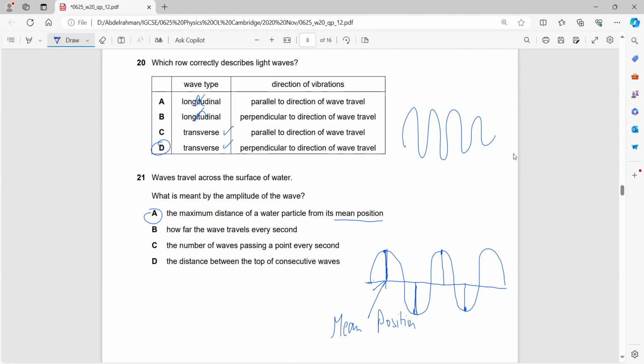You can actually solve this question by eliminating the other answers. How far the wave travels every second? No, this is wrong. This is the speed. The number of waves passing is the frequency. The distance between two consecutive waves is the wavelength. So if you eliminated the answers, you would have been left with answer A. You could have easily eliminated B, C, and D. What is the mean position? Again, this is the center line which passes through the wave.